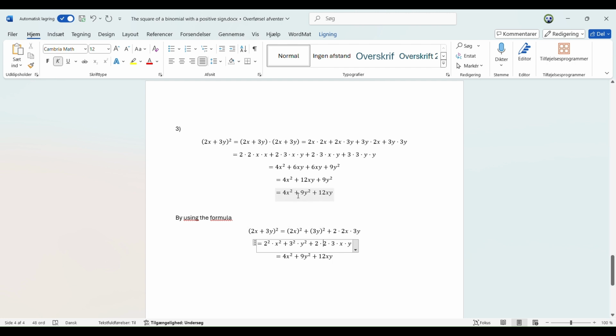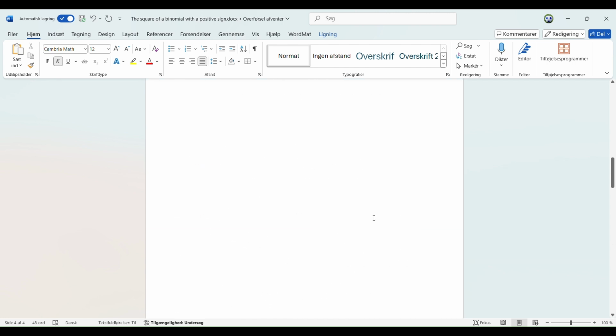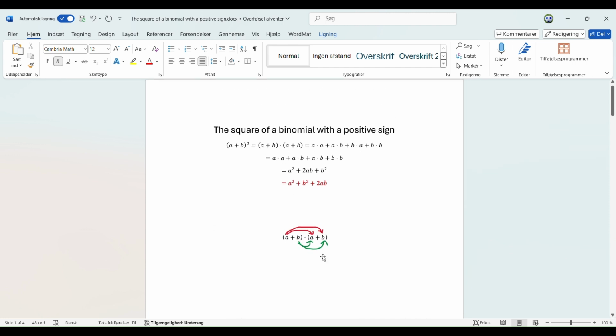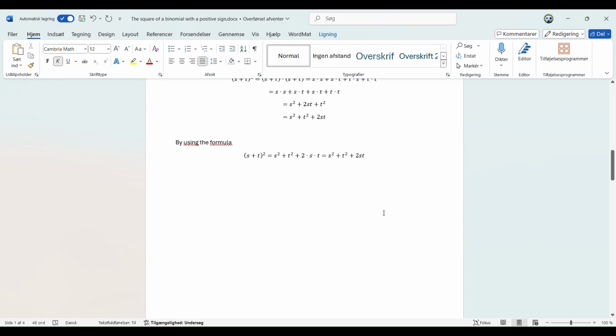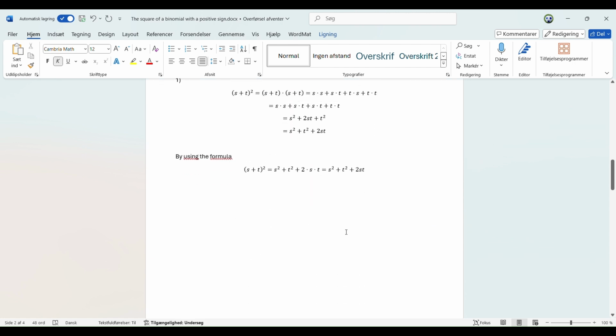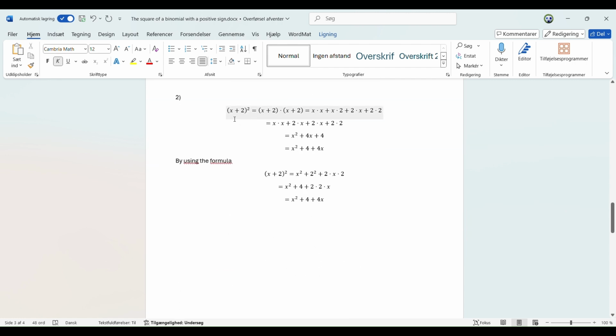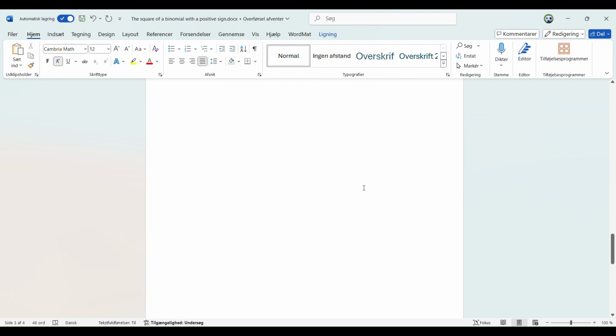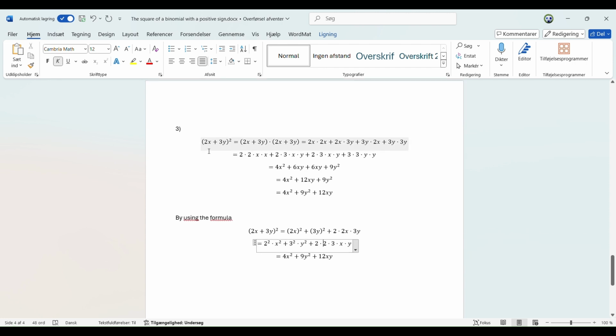Once again we get exactly the same pattern as up here, and the same result as up here. So we can use this formula every time: first term squared plus second term squared plus 2 times the first times the second term. We've been using this all the way down through this one with s and t, 2 letters, here with a letter and a number, and down here with a mix of both letters and numbers.